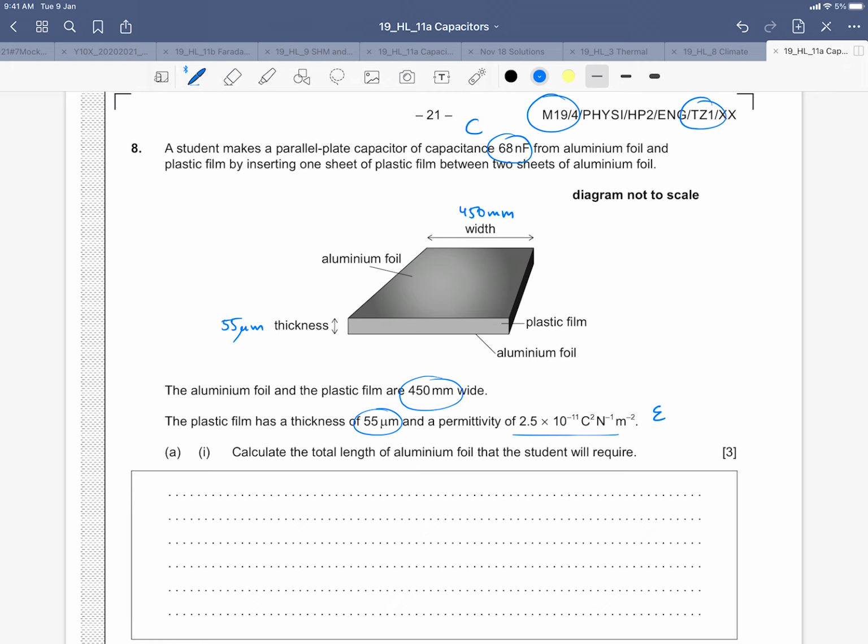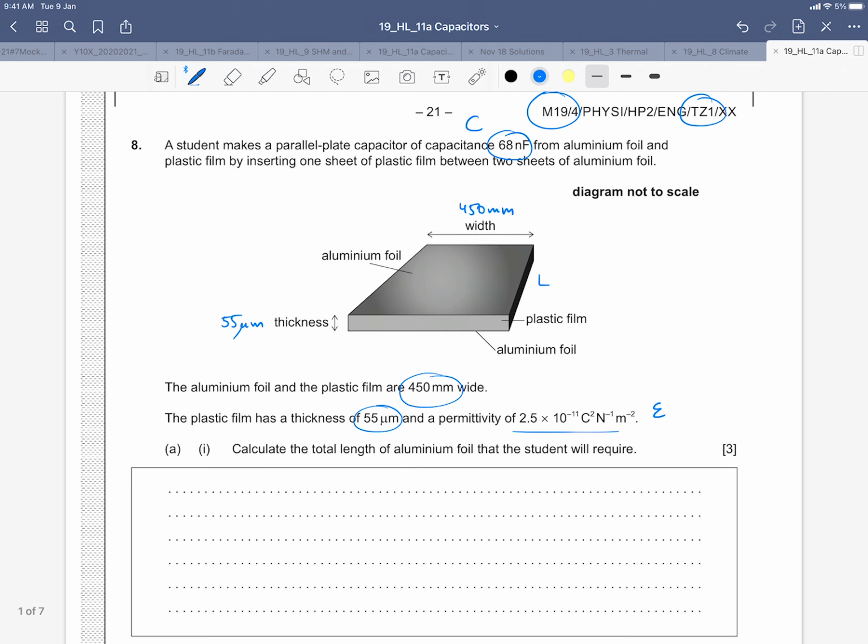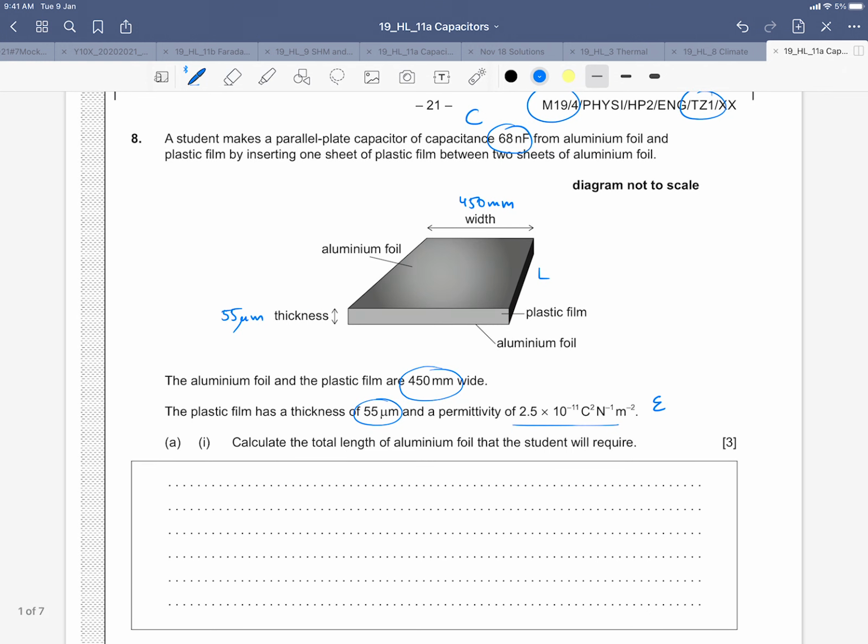So the total length, since we have 2 sheets, we probably have to take that into account, but first of all, just finding the length of these sheets. We already know the widths. Okay, well, we have to remember that we have this capacitance formula that C is epsilon area over D, the thickness between the plates. And since we know C, epsilon, and D, we can work out what the area is. So let's just do that.